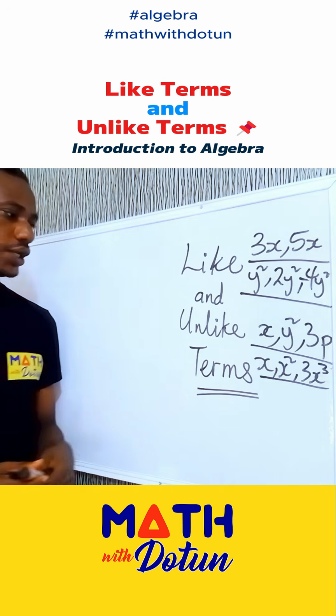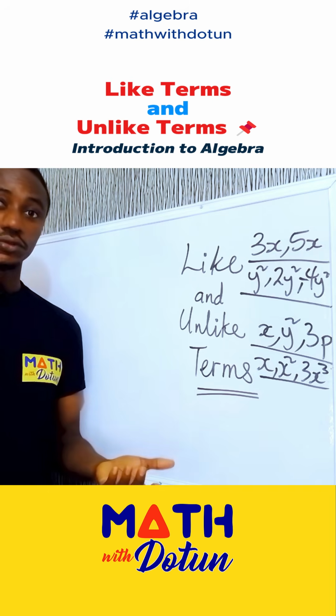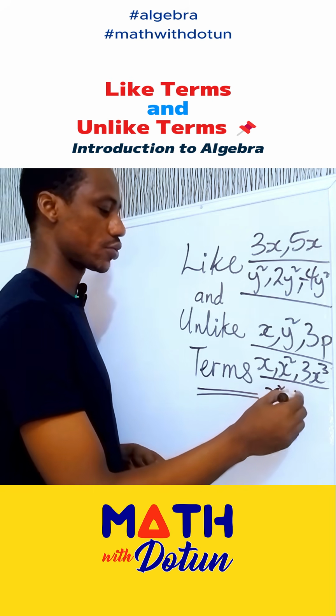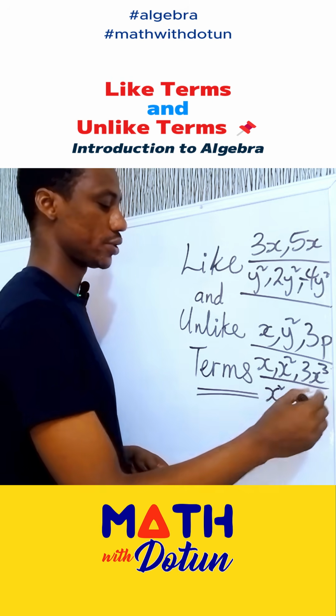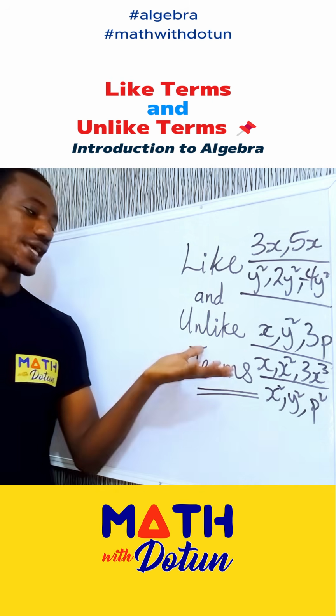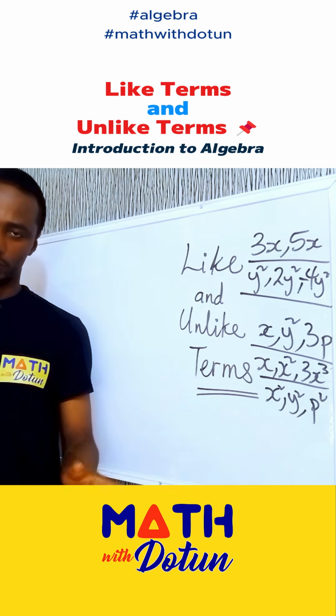Okay. And you have the same power but different variables. Let's say you have x squared, y squared, p squared. Okay, so all having the same power but different variables. These are still unlike terms.